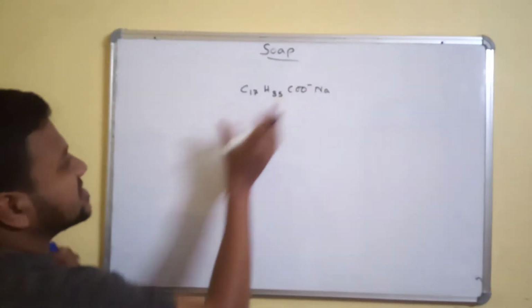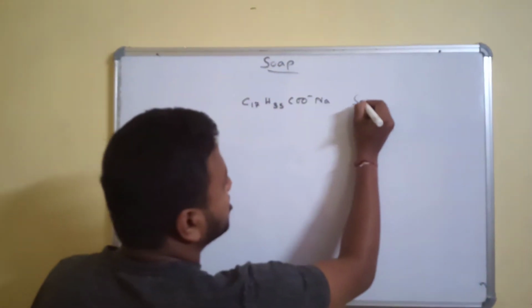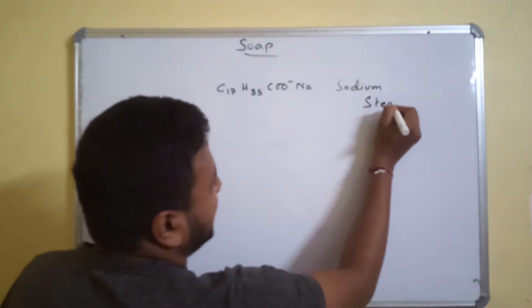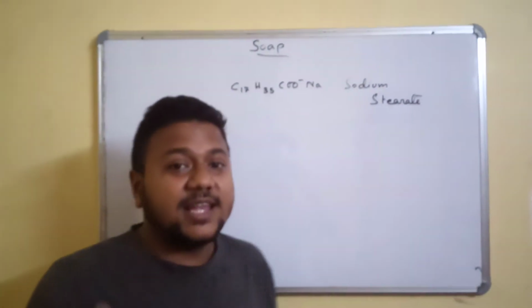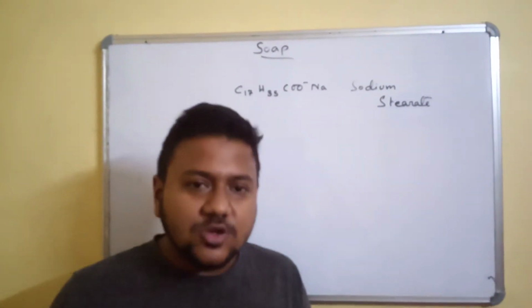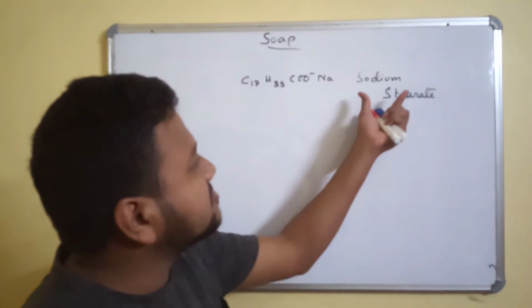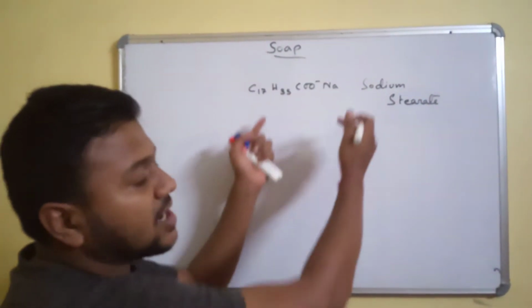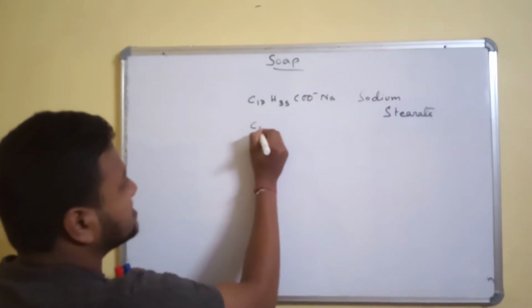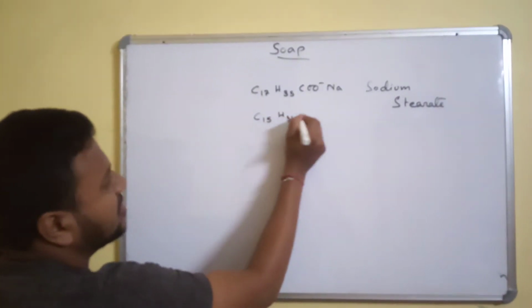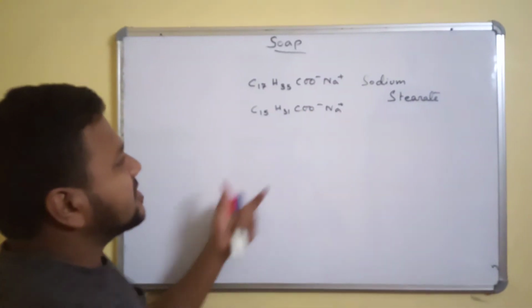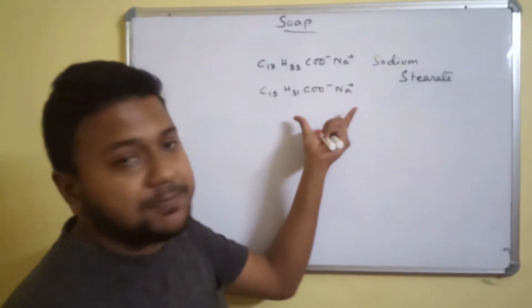This particular molecule is called sodium stearate. If you kindly look at all the soaps that you use at your home, you can find this term written at the back. So this is the main component of the soap. There are many other molecules too, like C15H31COONa. This is called sodium palmitate.